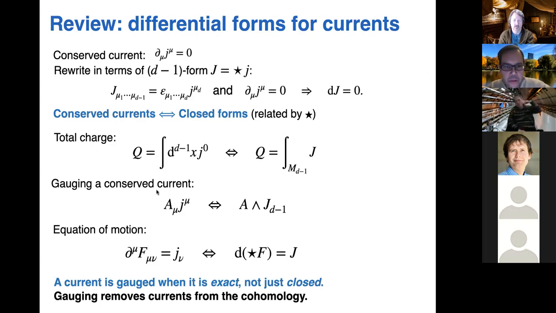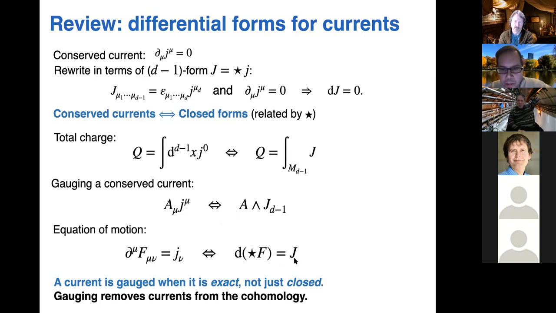And you can also gauge the current. The usual gauging where we dot a gauge field into a current becomes this anti-symmetric wedge product of the gauge one-form with the D minus one form conserved current. And if you use that notation, you can rewrite Maxwell's equations. Maxwell's equation tells you that d of star F, where F is the two-form field strength associated with this gauge field A, is equal to J.